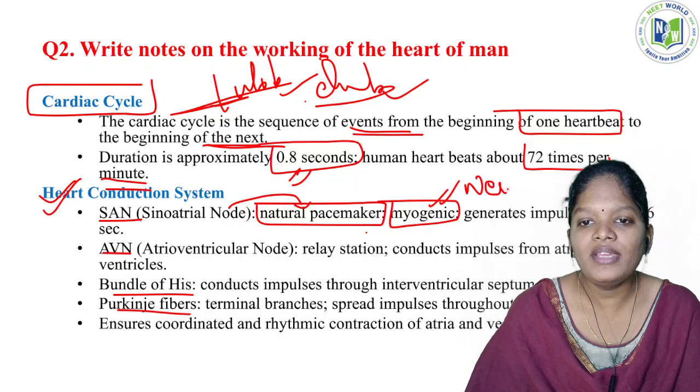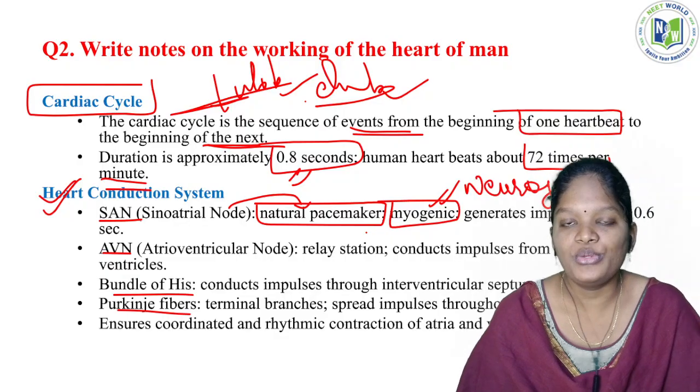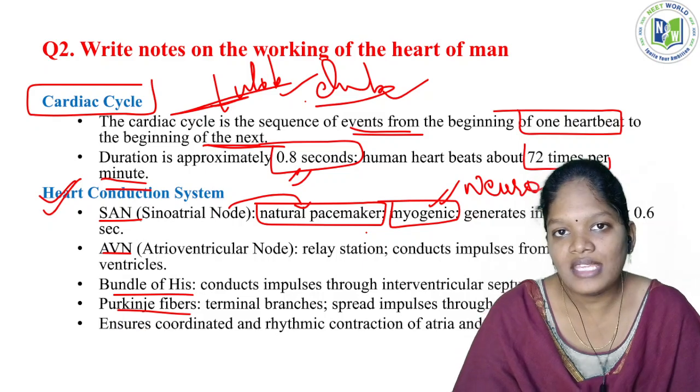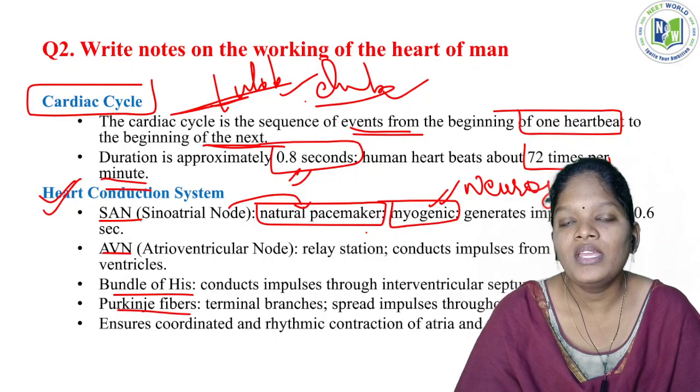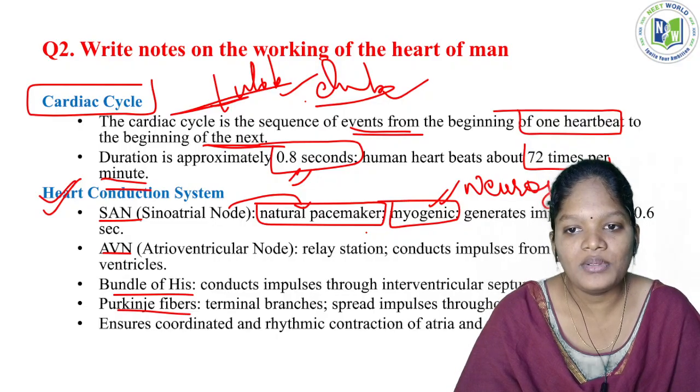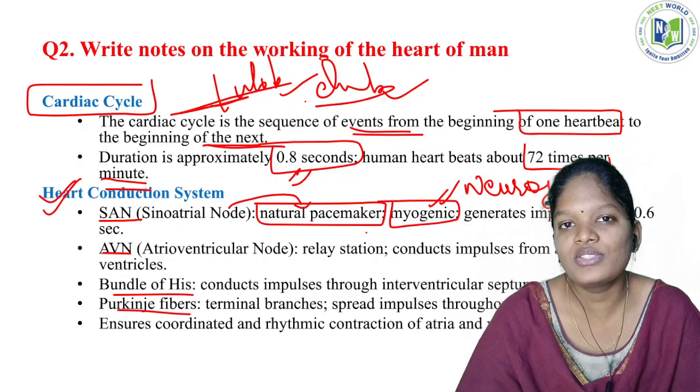Generally there are two types of heart: neurogenic and myogenic. If the neurons take control of the pumping action of the heart, it is called neurogenic. If the working of the heart is controlled by the brain, it is called neurogenic. If it is controlled by the muscles, it is called myogenic.